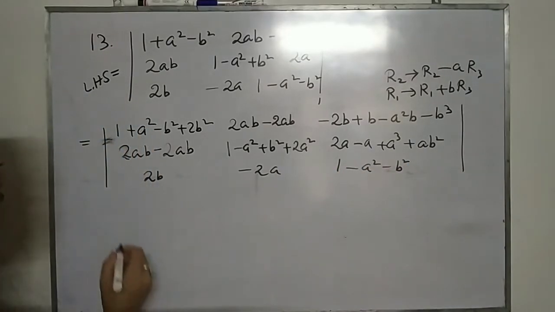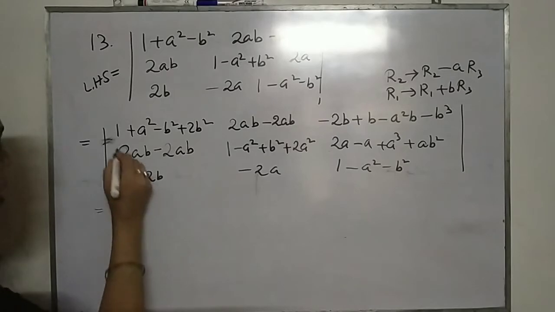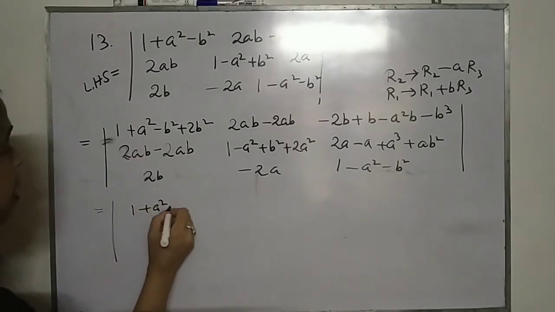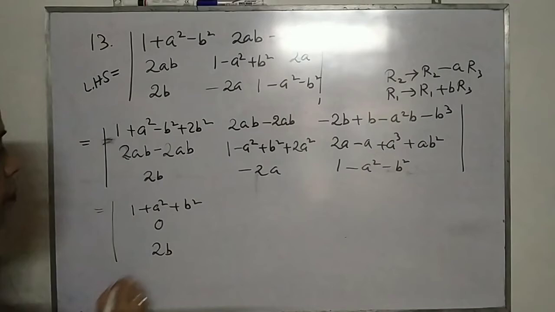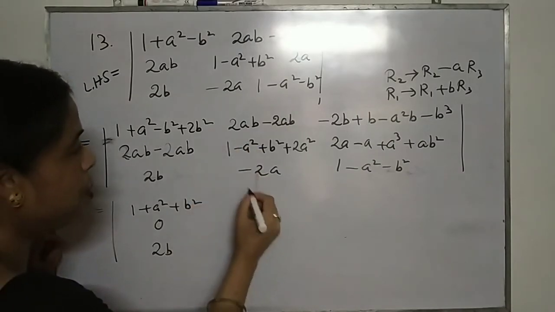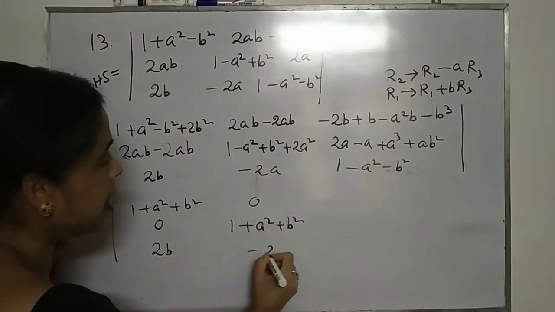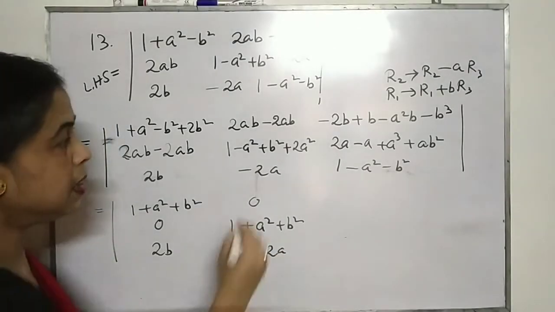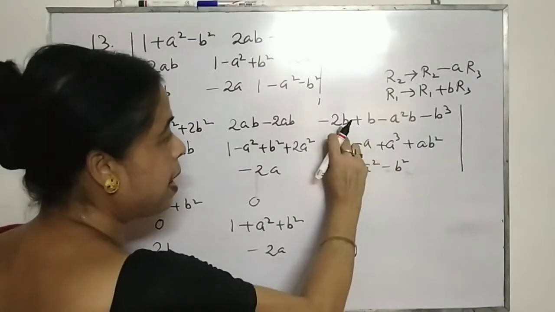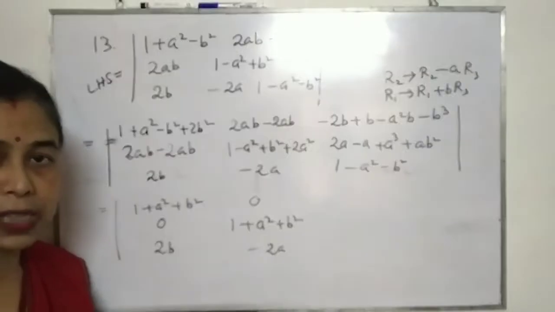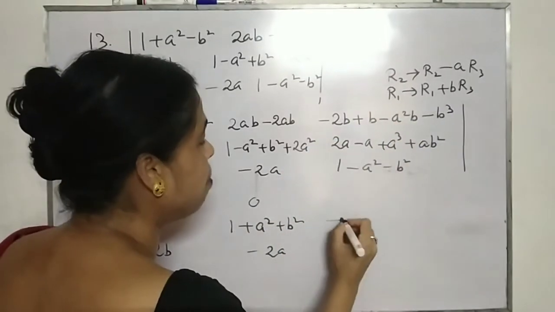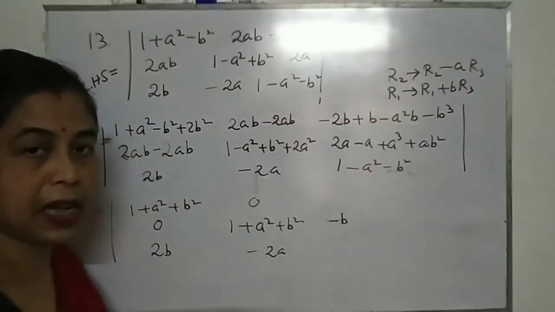Let us do the simplification now. Here we'll have 1 plus a square plus b square. This is 0 and it is twice b, it becomes 0. This is 1 plus a square plus b square. It is minus twice a. Right? What about this one? You see, minus twice b plus b will give you minus b. Then minus b will come common from all this expression. So minus b I am taking common.